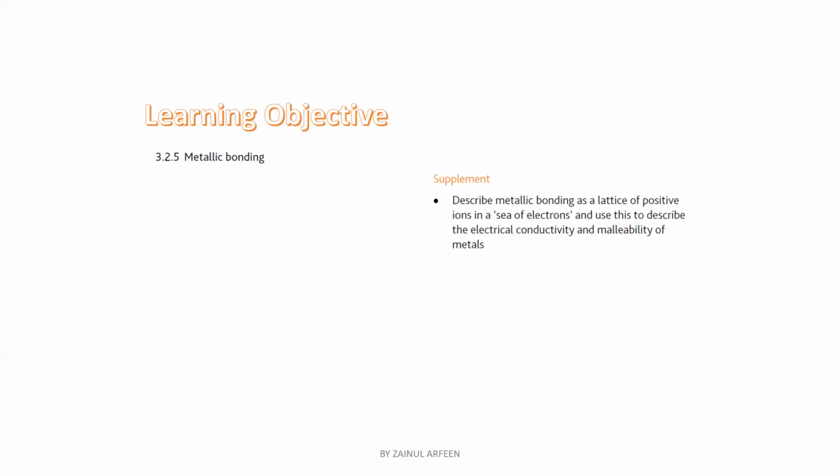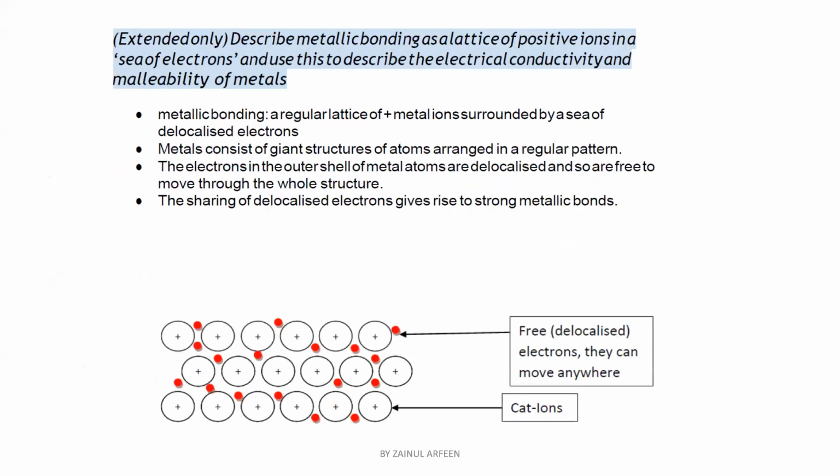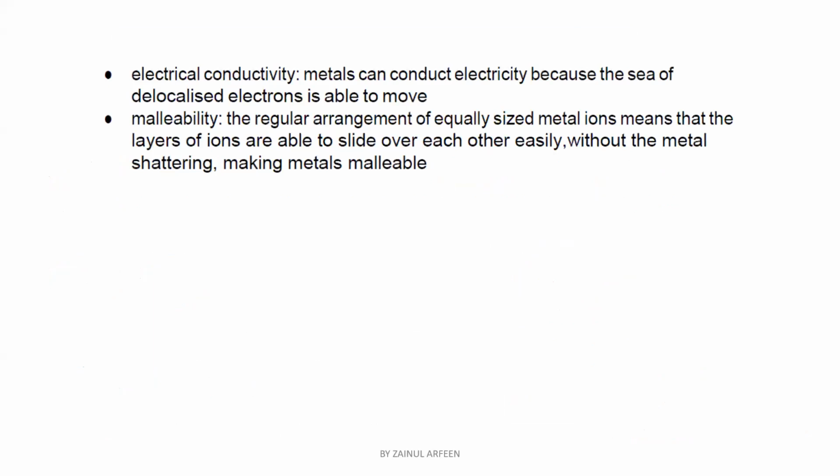So the last part is about metallic bonding. You should be able to describe metallic bonding as a lattice of positive ions in a sea of electrons. And the general properties of metals: they can conduct electricity. Why can metals conduct electricity? Because they have free electrons. And why are metals malleable? The term malleable refers to the fact that we can hammer them into shape.